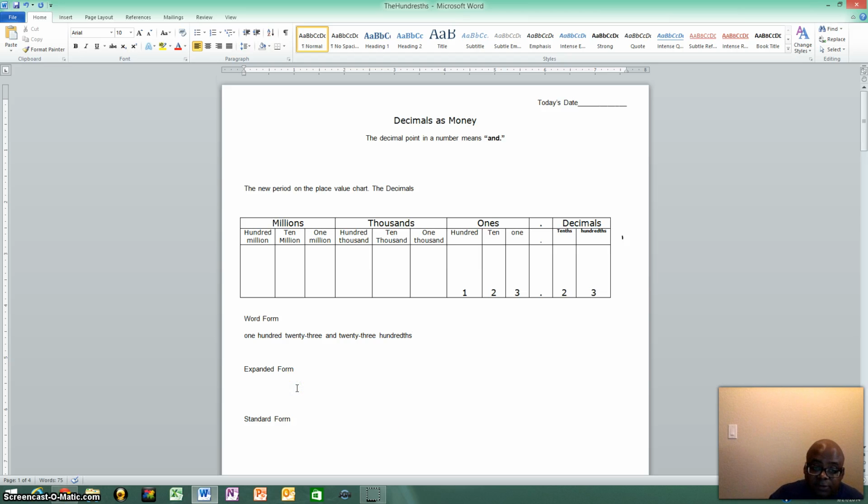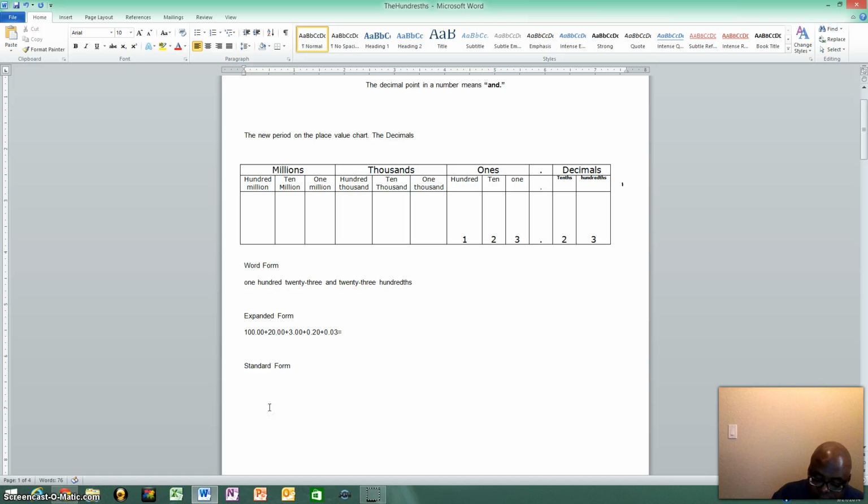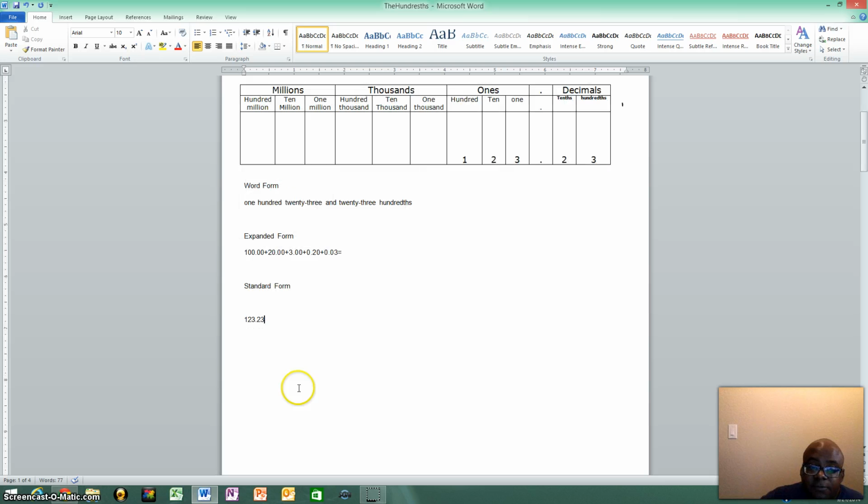If you want to write that in expanded form, that's 100.00. Remember, because we have two decimal places. So that's 100 plus 20 plus 3 plus 0 and 2 tenths plus 0.03 hundredths, and that's going to always equal 123 hundredths in standard form.